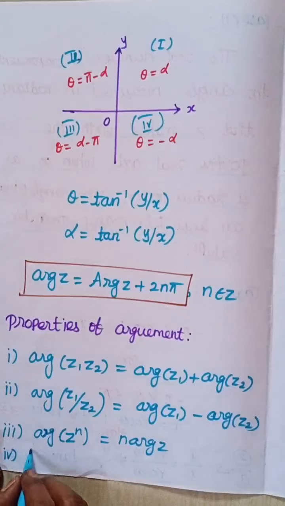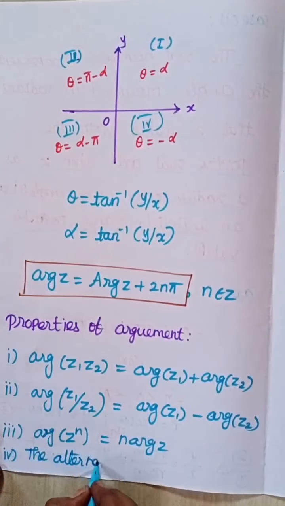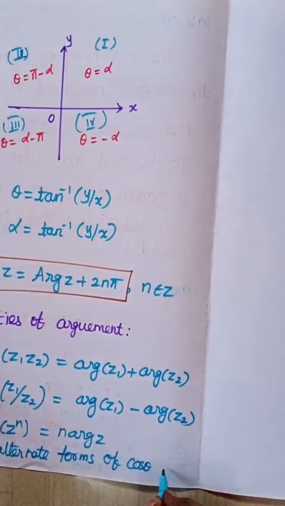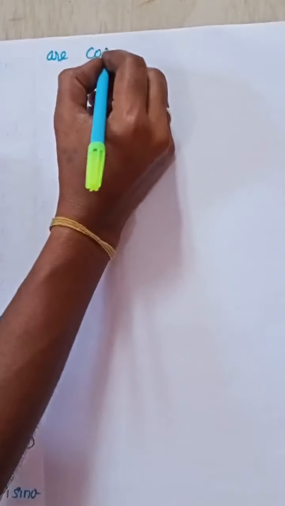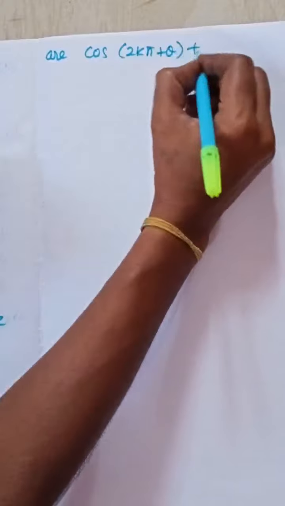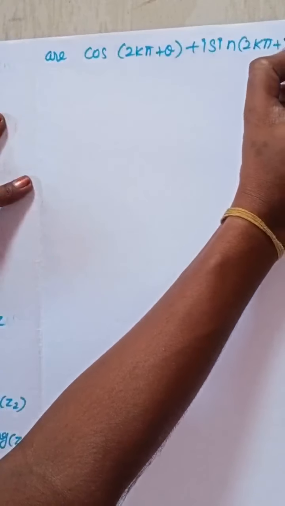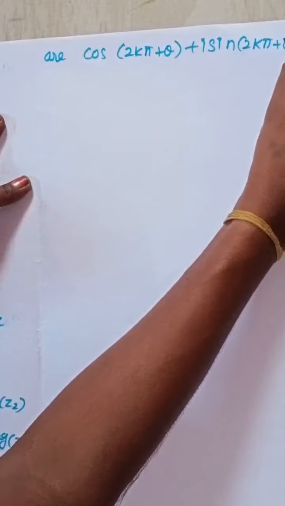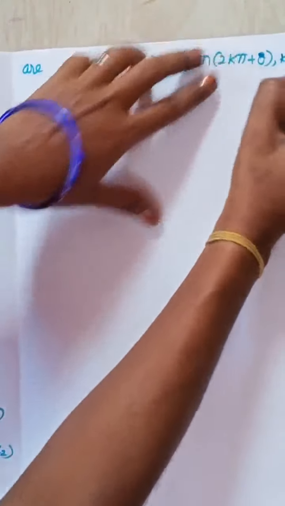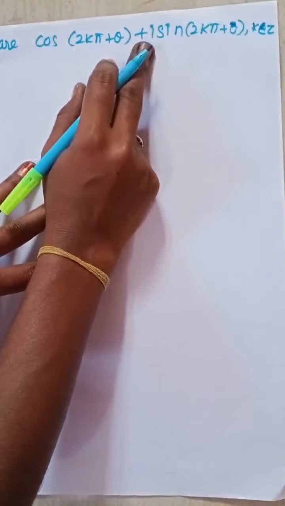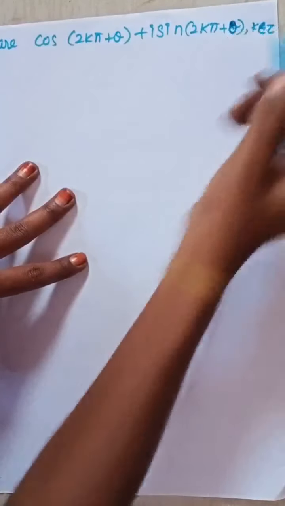And the fourth property: the alternate forms of cos theta plus i sin theta are cos of (2kπ plus theta) plus i sin of (2kπ plus theta), where k belongs to Z. Argument of z is written as cos(2kπ plus theta) plus i sin(2kπ plus theta).